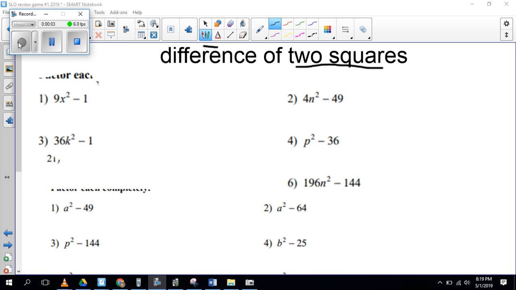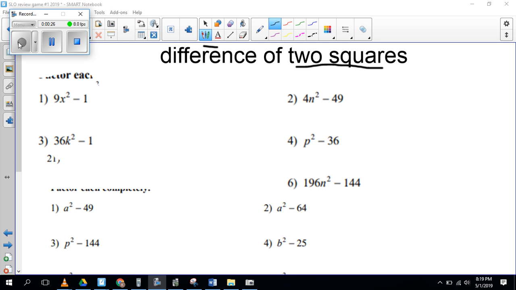Okay, so the next section we're going to talk about is difference of two squares. If you look at the statement, difference means it has to have a subtraction sign. This is the only way this is going to work. So it has to have a subtraction sign and it has to be two squares, which basically means two perfect squares.